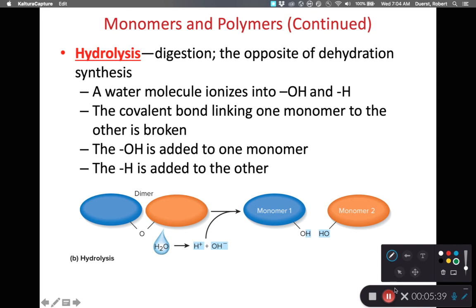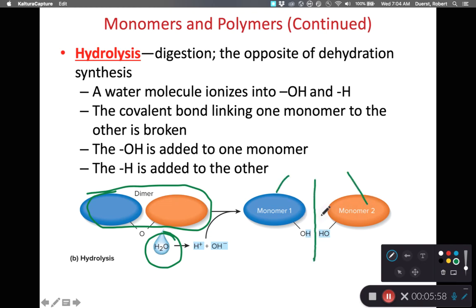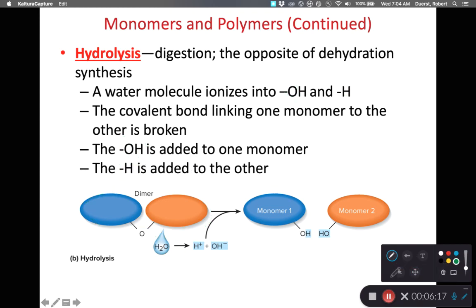I apologize for that. So as we think of hydrolysis, it's water breaking down. Here we can have our molecule, our dimer, di meaning two, and if I add a water molecule, an H2O, it can use that water molecule to cleave the bond that holds the dimer together, giving us two separate molecules. The water molecule during hydrolysis is going to ionize to make a hydroxide and a hydrogen, and the covalent bond that links the two monomers together is going to be broken. The hydroxide will be added to one of the monomers, and the hydrogen is going to be added to the other monomer.